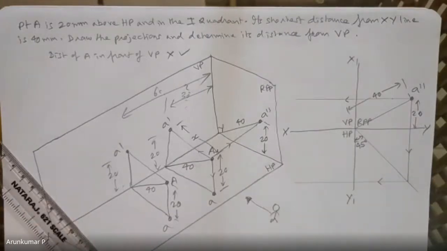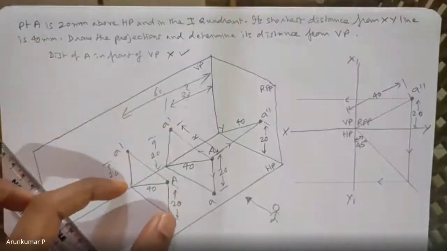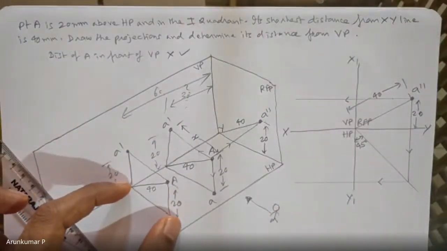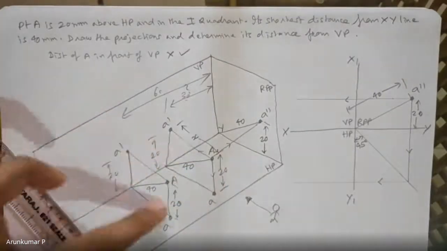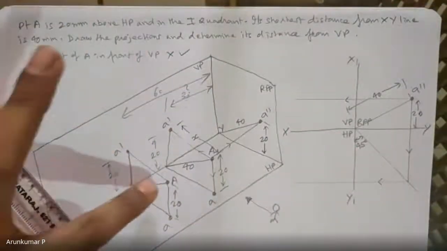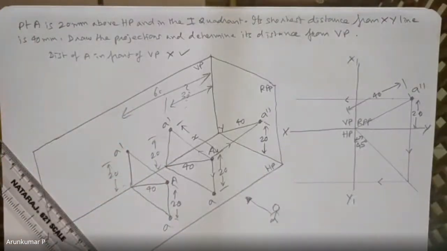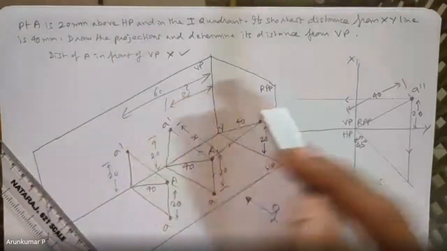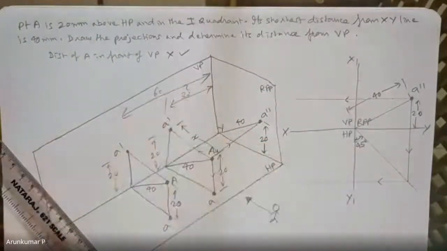You got my argument, what I'm trying to say. A dash is 20 mm above, A dash is 20 mm above. A is this distance X, whatever you call it. This is 40 mm, 40 mm. So this arrangement is the same. This is at 30, this is at 60. If I draw another at 100, are the values of A dash and A going to change? They will not change. So that means this distance of the point from RPP, 30, 60, 50, is independent.